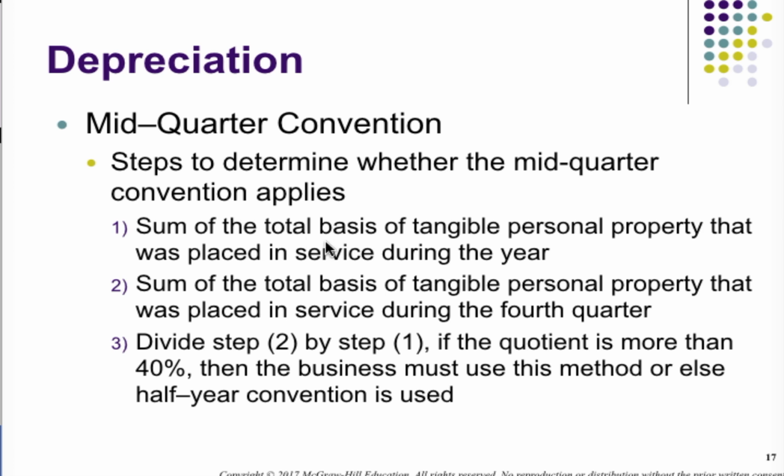First, sum up the total basis of tangible personal property that was placed in service during the current year. Then sum the total basis of tangible personal property that was placed in service during the fourth quarter, and divide step 2 by step 1. If the quotient is more than 40%, then the business must use the mid-quarter convention. Otherwise, the half-year convention is used. So basically, you're looking at whether you placed 40% or more, in dollars, of tangible personal property into service during the fourth quarter of the year. If more than 40% of the tangible personal property that you place into service during the year is placed during the fourth quarter, then you have to use the mid-quarter convention. Otherwise, you have to use the half-year convention.